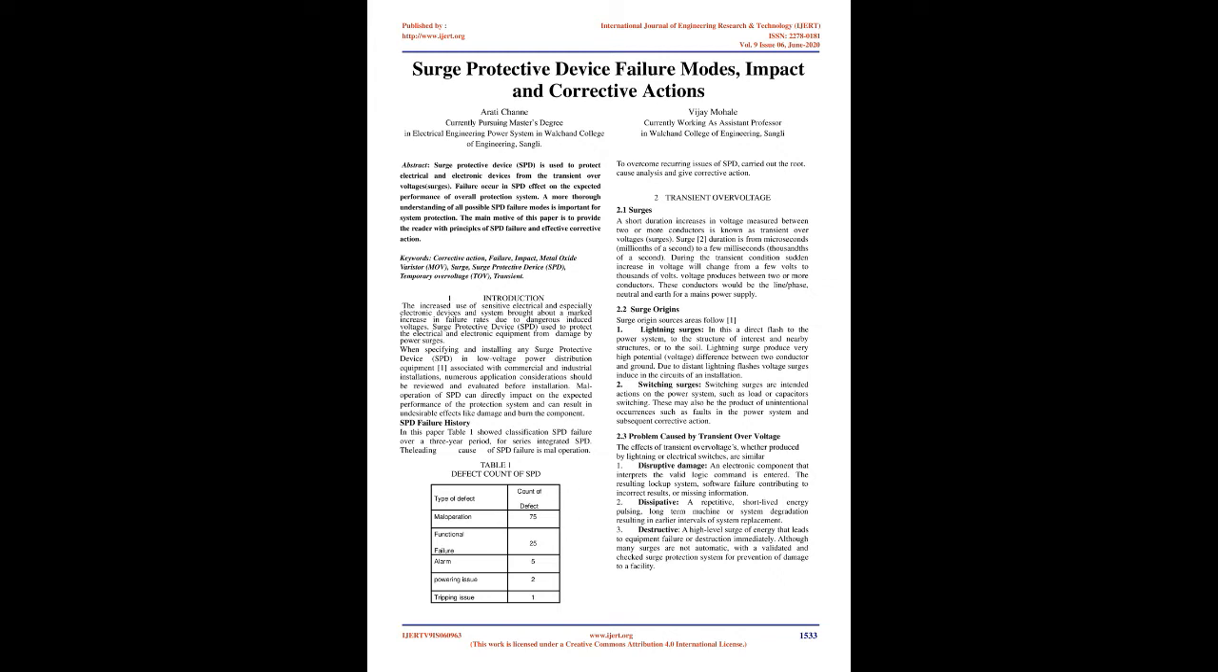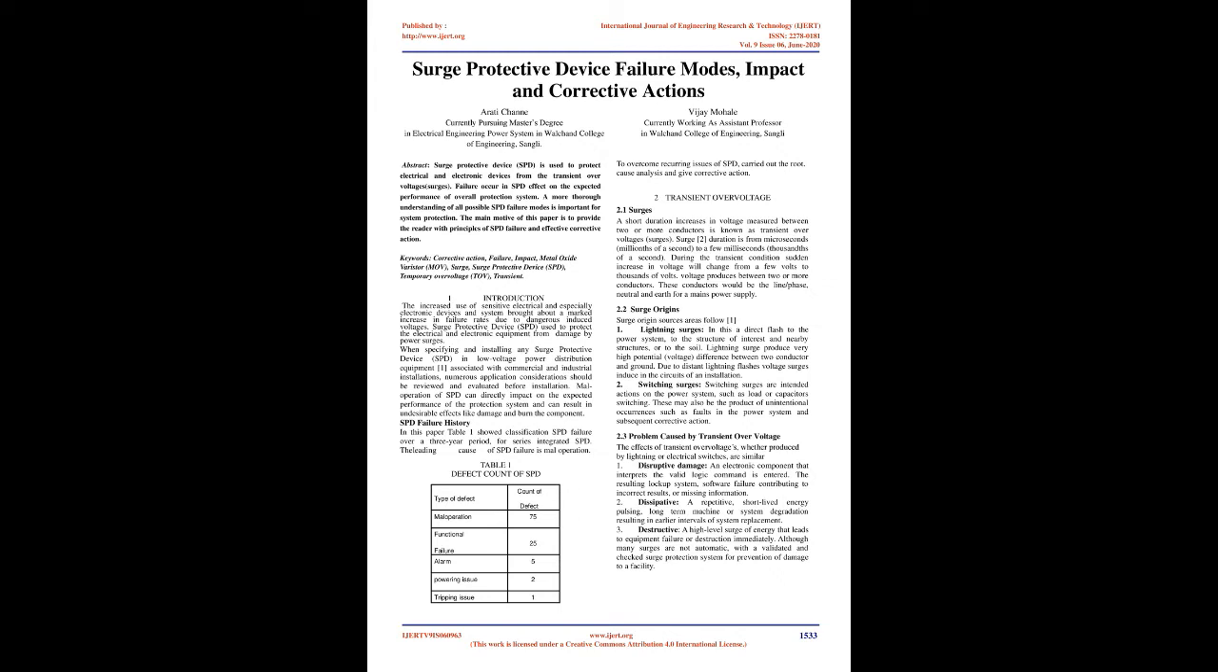2. Switching surges. Switching surges are intended actions on the power system, such as load or capacitor switching. These may also be the product of unintentional occurrences such as faults in the power system and the subsequent corrective action.